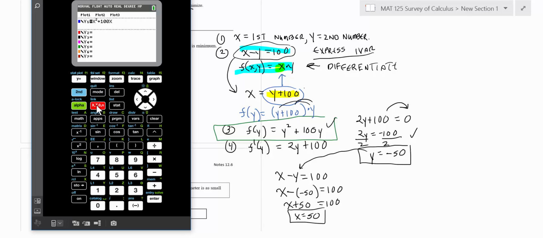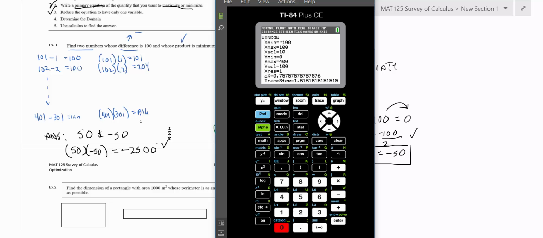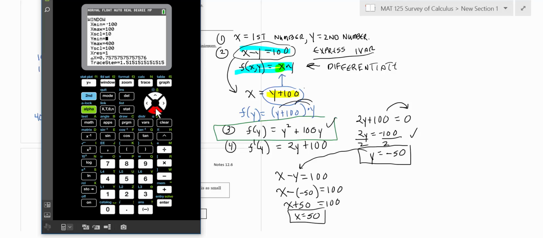You can verify this on a graphing calculator. Since 50 and negative 50 were our numbers, for our window, I'm going to go negative 100 to 100, something that will get these two numbers in here, and scale that by 10. Our minimum product was negative 2,500. That's the minimum of y. So for my y's, I'm going to do maybe negative 3,000 for the min, and 3,000 for my max y.